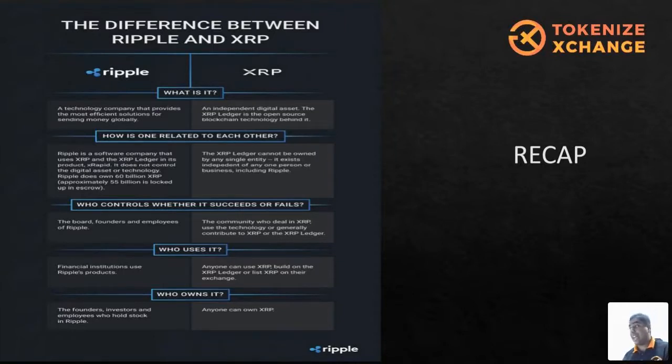Let's say if you are buying XRP on our exchange, you are trading on XRP, riding on XRP features and profits if the price moves. Who owns Ripple? The founders and board of directors, and anyone can own XRP. If you buy XRP on our platform, you are holding an XRP token in our wallet. That is a recap of what I've covered on Ripple and XRP. This is just a summary.